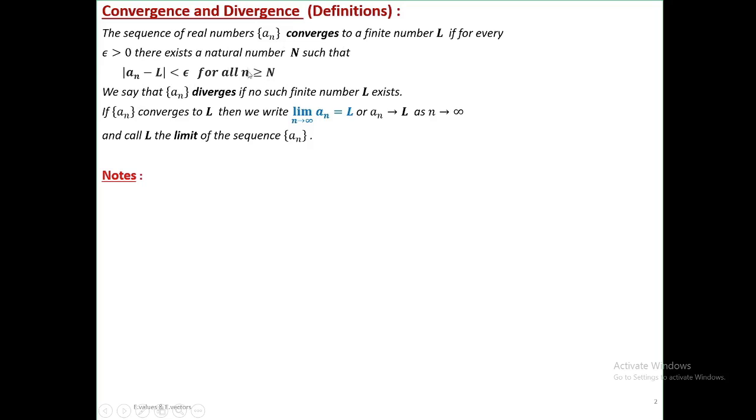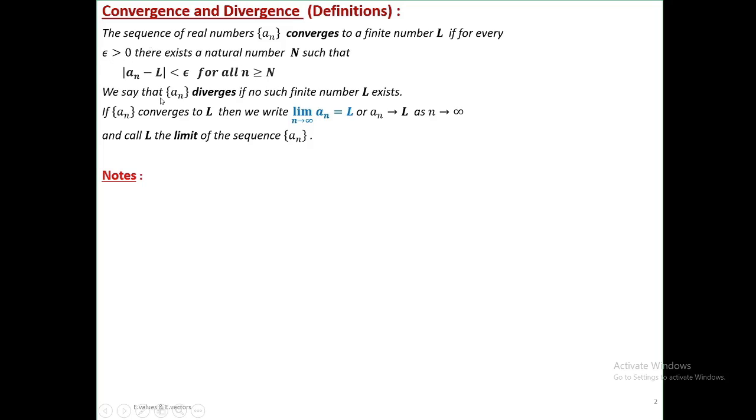We have seen already in the last class. So that N will depend upon epsilon. If you choose a different epsilon, then N will change. Already I told you in the last class for the sequence 1 by n, for different epsilons, different capital N's existed. That's why this N depends on epsilon.